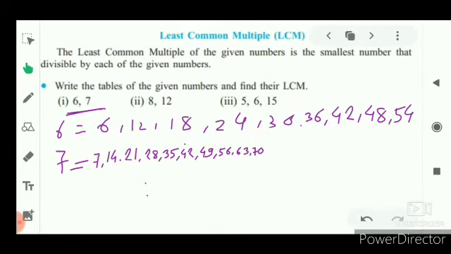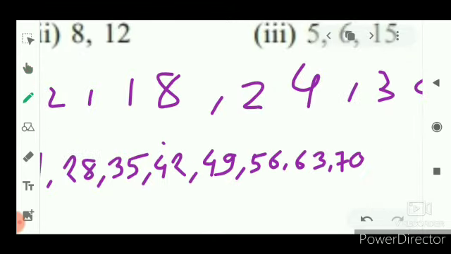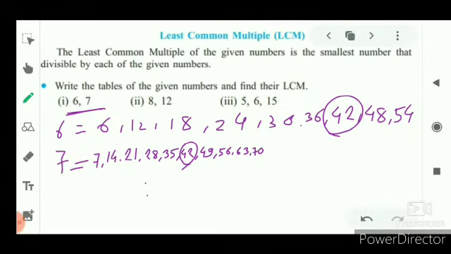So we will take the common multiples in both 6 and 7. So here the common multiple is 42. 42 is common in both. Yes, here is also 42, and here is also 42. We have to take the smallest multiple that is common in both the numbers.